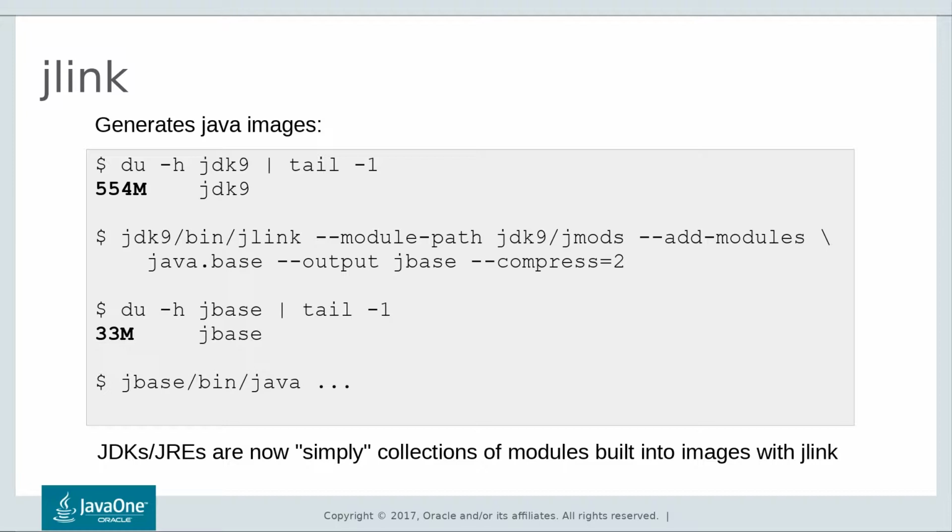jlink just uses Jigsaw modules to go all the way. You can pick and choose any modules that exist in the JDK. You can add your own modules to the module path and build an application that bakes your own application code together with the JDK. So the possibilities are kind of endless. We're kind of excited to see how this will be picked up and used by end users.